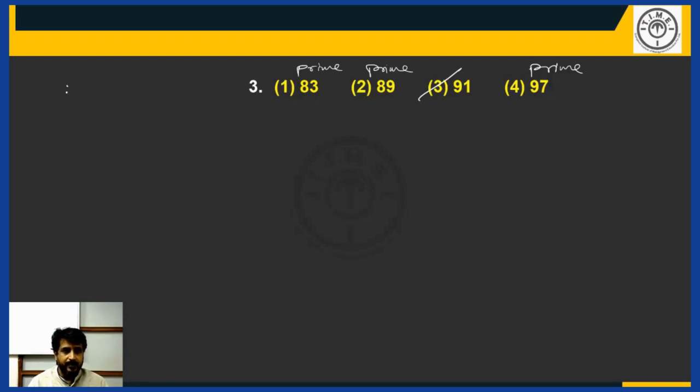So perfect squares, perfect cubes, prime numbers, and n square plus or minus n, numbers which are close to perfect squares and numbers which are close to perfect cubes, and n cube plus or minus n square. These logics are very important.